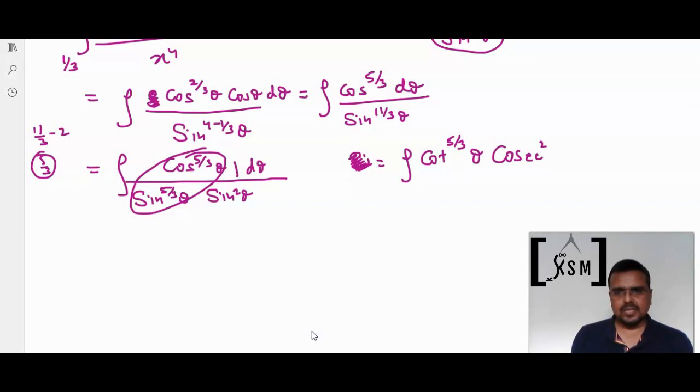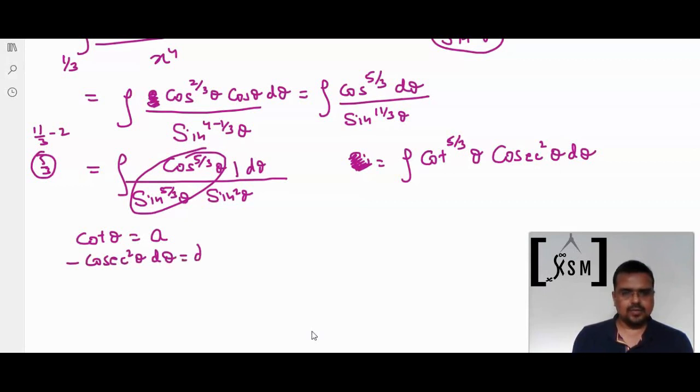Okay. Now we will do the supposition. Supposing cot theta as something, let's say A, right? So we get minus of cosec square theta d theta is equal to dA. So my question becomes A to the power 5 over 3, and that is minus dA.